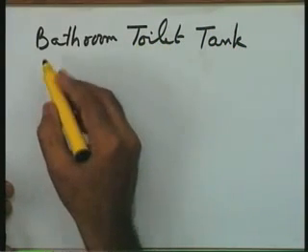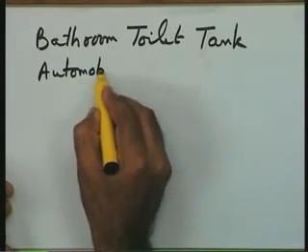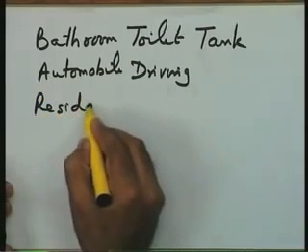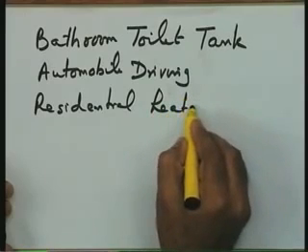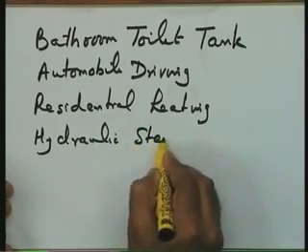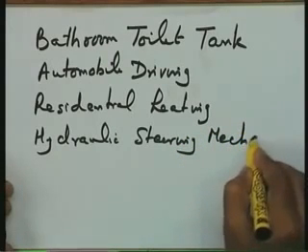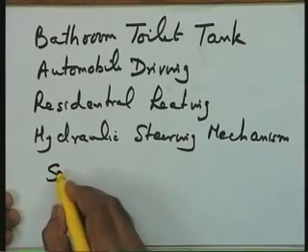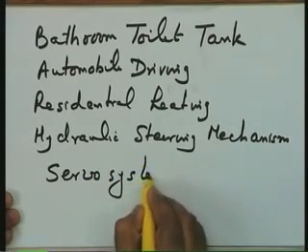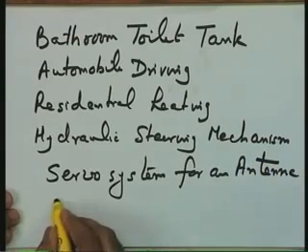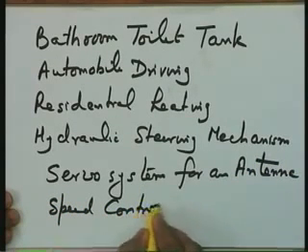Let me take the example of an automobile driving. An example of residential heating. I will take the example of a hydraulic steering mechanism. All these are examples which are very well known to you, but we will put them into the control system structure. In addition, the steering control or the servo system for an antenna, and a speed control system will also be given as an example here.